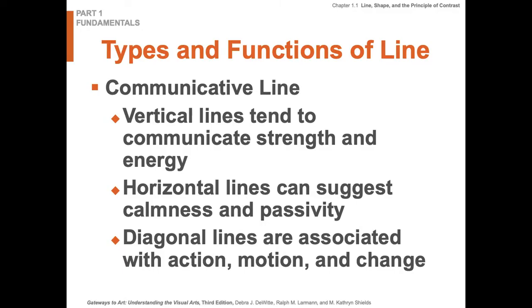So vertical lines are about strength and energy, and I'm going to refer to the body in all cases here. So when we're standing and we're just calm and we're talking to someone, then you get a sense of calmness or strength, or just that they're not going to move. Horizontal, if you think of the body, what are we doing when we're horizontal? We're sleeping. So that's a sense of calmness and passivity. That is where it comes from. Diagonal lines are associated with action, motion, and change. What's happening when we're at a diagonal?